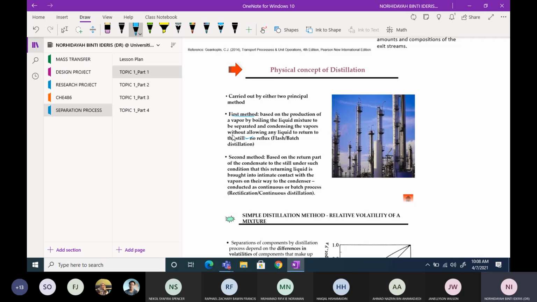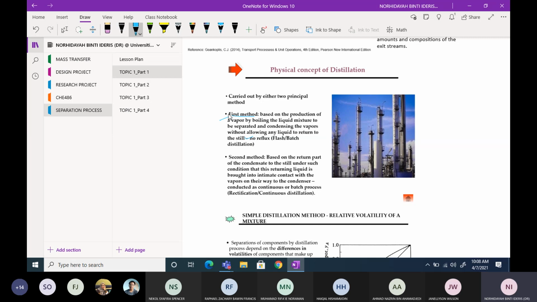So the concept of distilled water production is actually using the concept of a simple distillation column, whereby the water is supplied with heat and changes into vapor. Then it goes to the condenser, and the vapor changes into liquid, and we take it out from the system. So in this case there is no return of the liquid from the condenser back to the column. That's the first method.